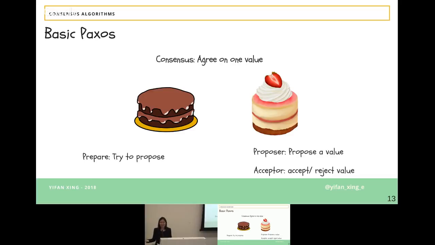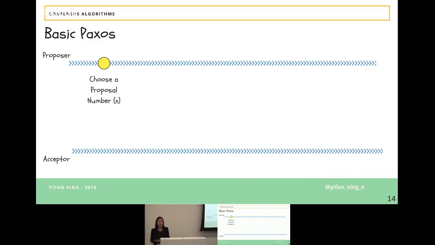And that's Paxos. That's literally Paxos. So you have this idea of a proposer, which will propose a value, and then you have acceptors in your algorithm, which the machines will accept and reject values. So let's walk through this step by step.